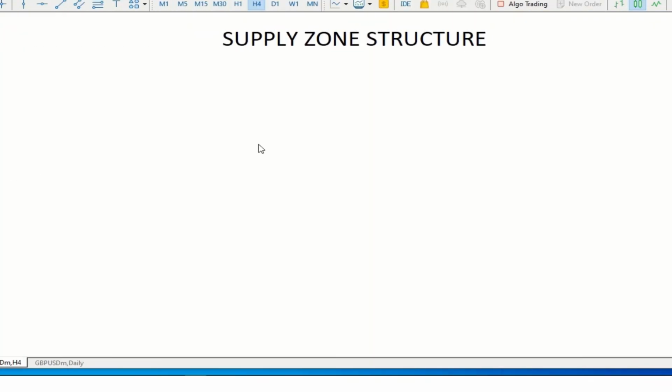Talking about supply zone structure, there are three concepts we are going to look at. The first one is rally. Rally means an uptrend or buy pressure, or we can also say swing high. The second concept is base, which means supply level. It also means consolidation, range, or equilibrium level. The third concept is drop, which means downtrend or sell pressure. On this note, I'm going to illustrate the two types of supply zone structures we have.